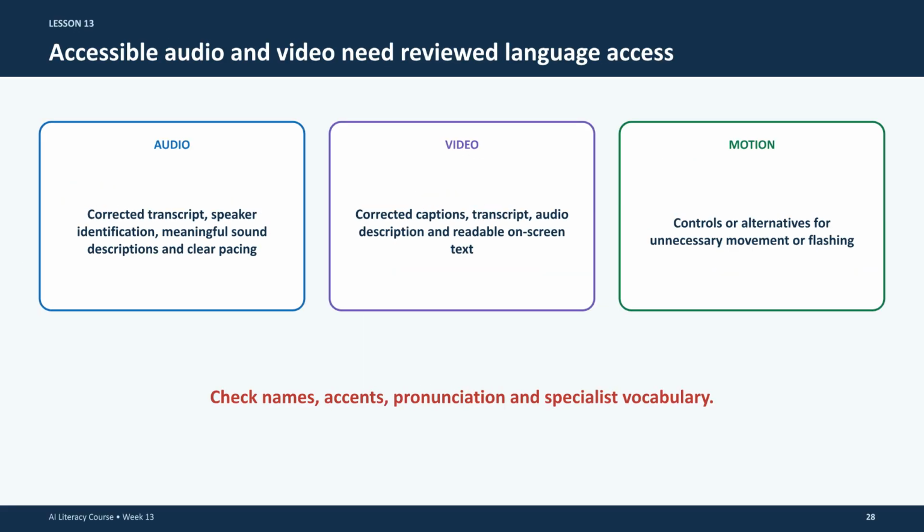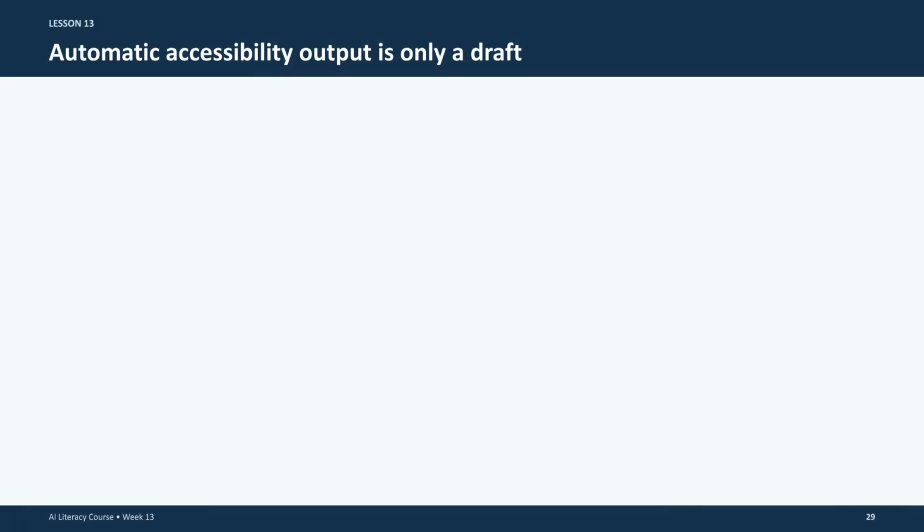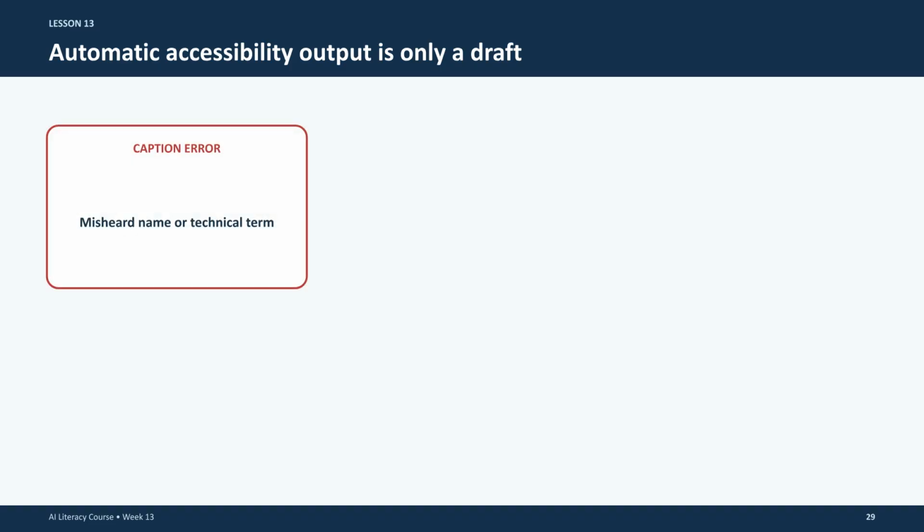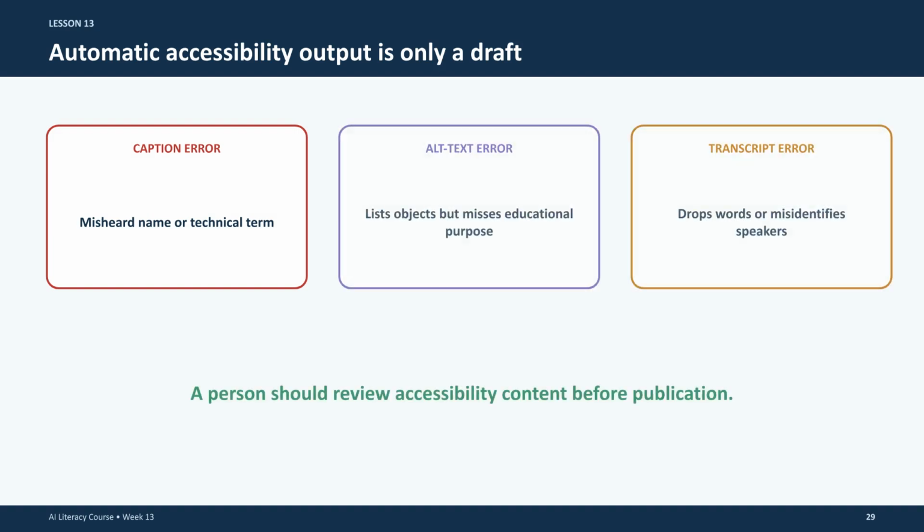Always treat automatically generated alt text as a draft that needs human review. For audio and video, ensure language access by providing accurate transcripts, speaker identification, and audio descriptions for essential visual information. Always verify that names, accents, and specialized vocabulary are correct, as automatic tools often struggle with these. Always treat automated accessibility tools as drafts. They are prone to error, such as misidentifying speakers or failing to capture the educational purpose of an image. A person must review and finalize all accessibility content before publication.